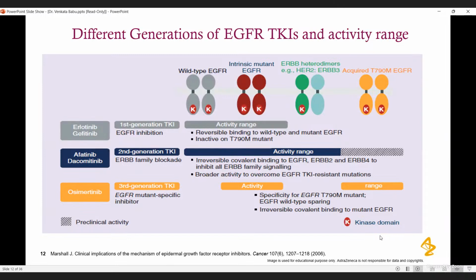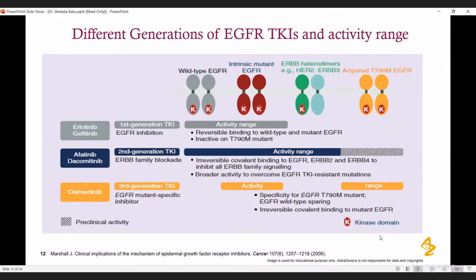Coming to osimertinib, it is an EGFR mutant specific inhibitor, which is why this molecule is liked equally by patients as well as the physicians. Osimertinib does not have activity against wild type EGFR. That is the reason why it will not cause the maximum amount of rash, which is seen in the first and second generation of TKIs. Also, the rate of diarrhea is very low because of this specific activity against the mutant EGFR, but not the wild type EGFR.